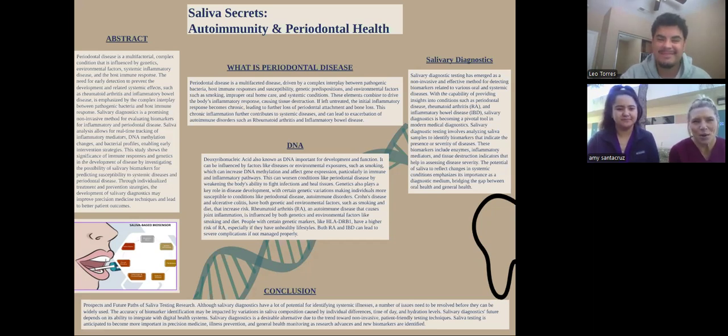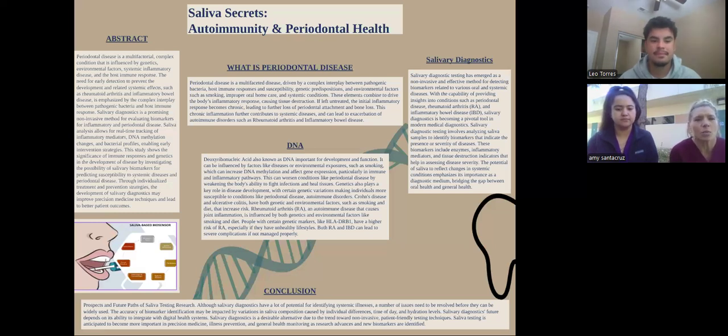Today, the research we're going to be discussing dives into the complex relationship between salivary diagnostics, periodontal disease, and systemic conditions like rheumatoid arthritis and inflammatory bowel disease. By understanding how genetics and environmental factors in the oral microbiome contribute to these conditions, we can appreciate the importance of early detection and innovative diagnostic tools. Salivary diagnostics is a non-invasive method for assessing disease risk and is at the forefront of preventative care, allowing for earlier intervention and better patient outcomes.